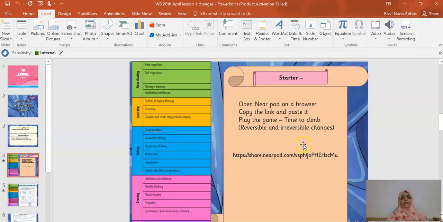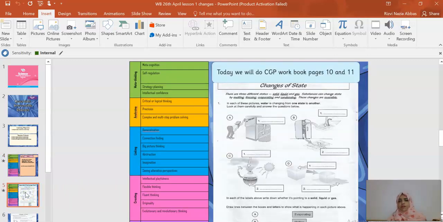Anytime, I will get your results on my system, so you don't have to post it on Class Dojo. I will get this starter activity of yours even if you're not attending Teams. Then today we are going to do the CGP workbook pages 10 and 11.